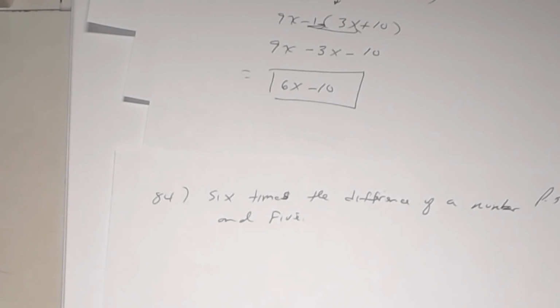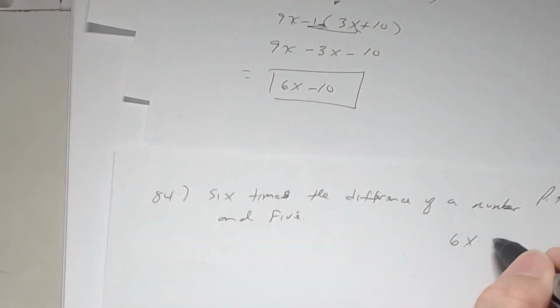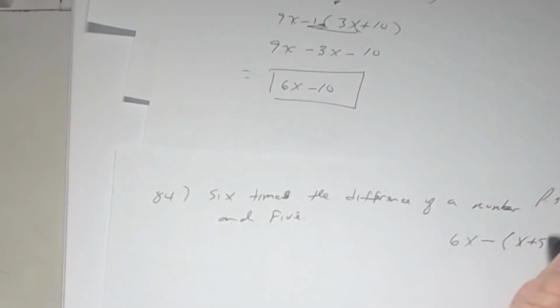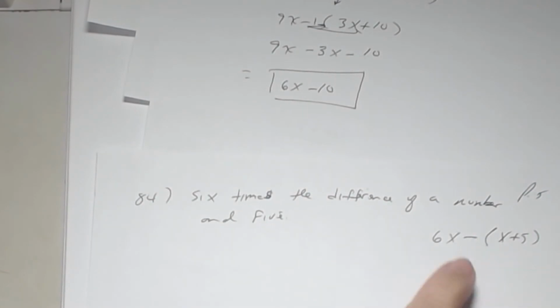That's where half of you are going to say one thing, the other half are going to say something else. Wouldn't it be 6x minus open parentheses x plus 5 close parentheses? Say that again? 6x minus parentheses x plus 5. Okay, so she says it's this. Any other thoughts? We're just listening. What else do you think?